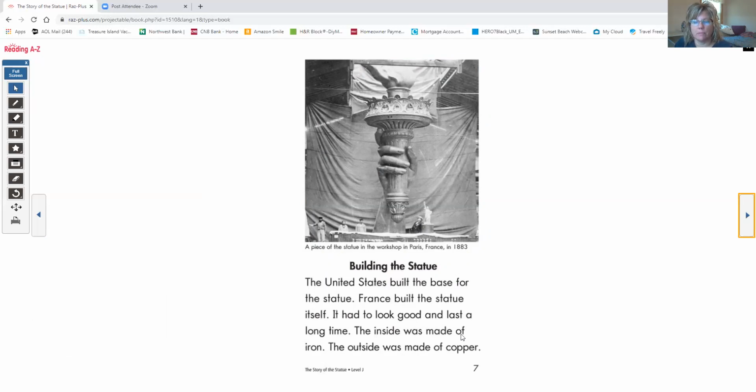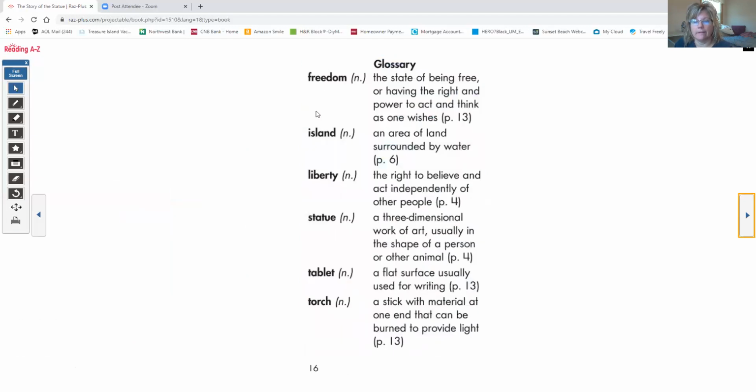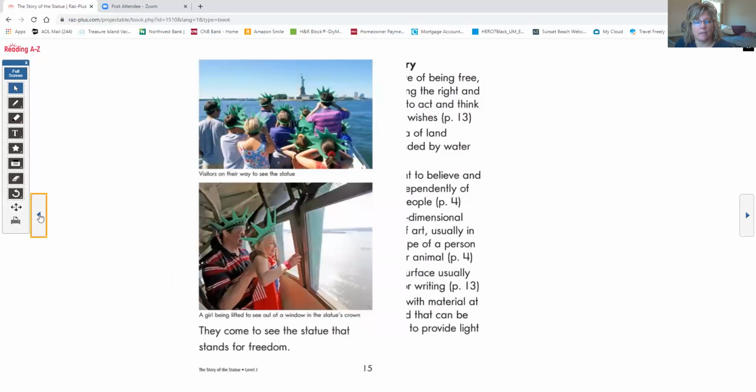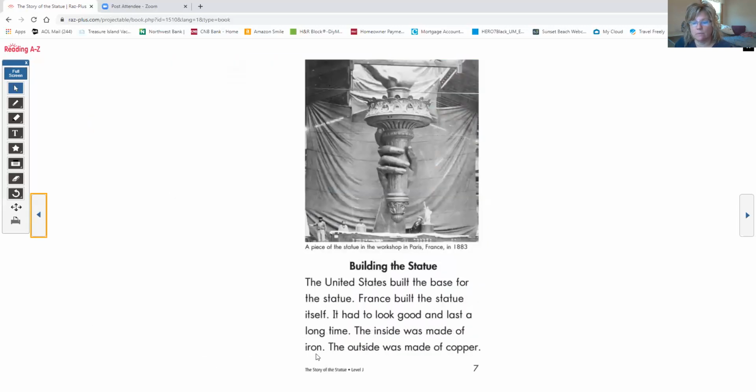Now, if I was unfamiliar with what iron or copper was, I might say, those aren't bold words. Let's see if they're in the glossary. Iron and copper, they're not in the glossary. Are there prefixes or suffixes? No. Does the picture help me understand iron or copper? Not really. I may need to ask an expert or ask a teacher, what does iron and copper mean? And I can tell you, you would find out that iron and copper are types of metal.